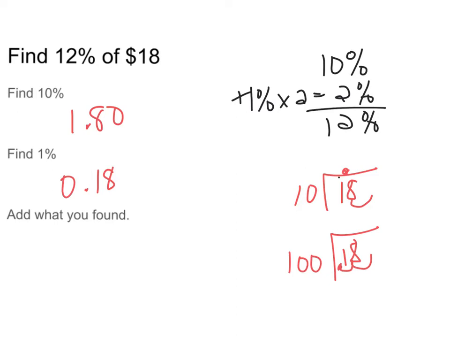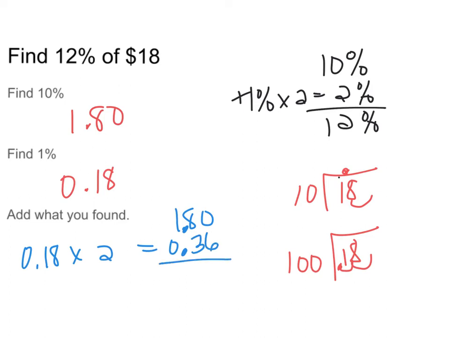I'm going to change the color so you can see it better. Okay, so $1.80. Then I'm going to do 18 cents times 2, and that's going to equal 36 cents. And then I'm going to add it all up.